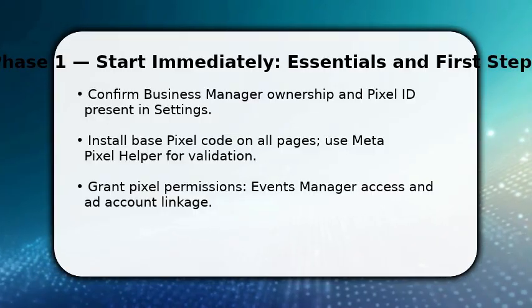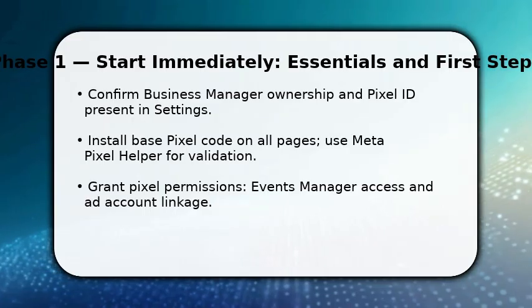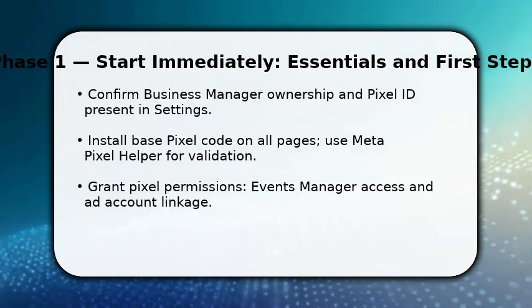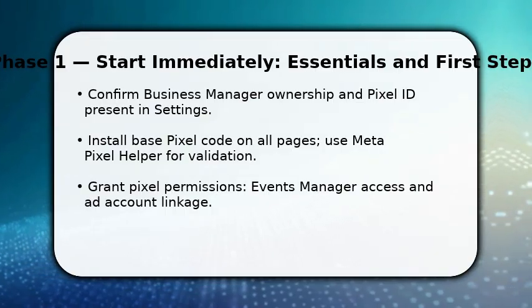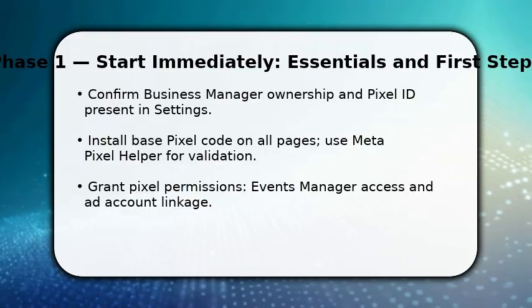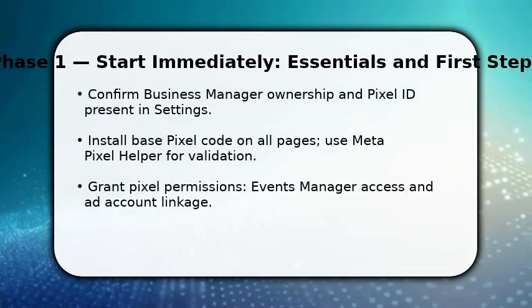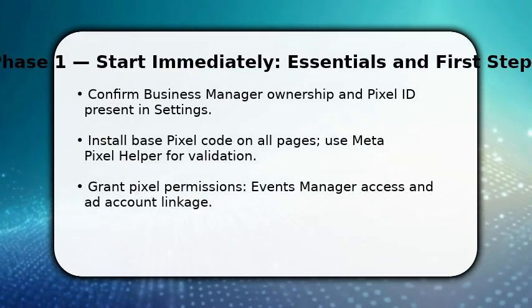You begin by verifying essentials. Make sure you own the business manager and locate the pixel ID. Next, install the base pixel snippet into the site header so it loads on every page. Once done, run the Meta Pixel Helper to spot missing code or script errors.